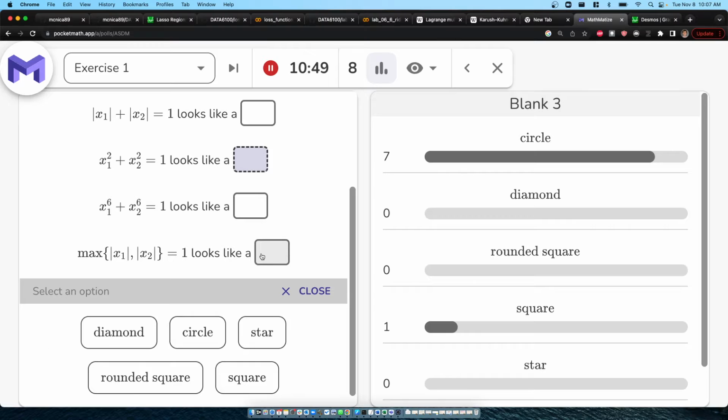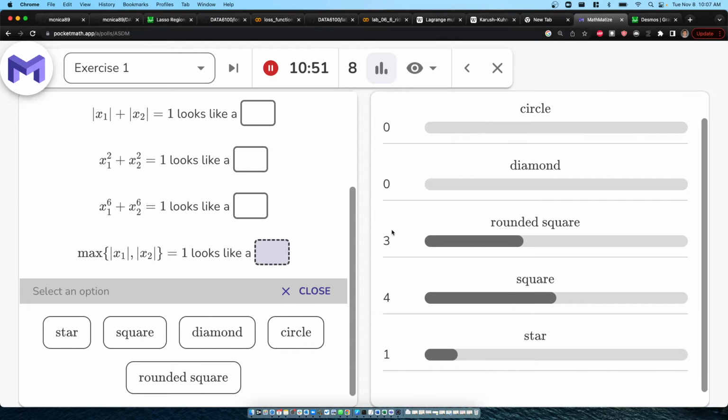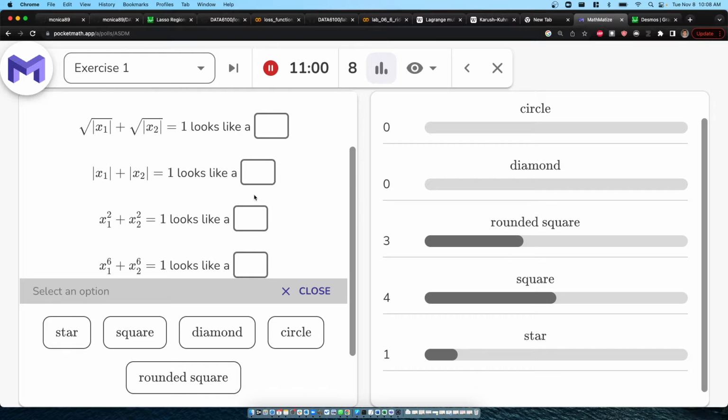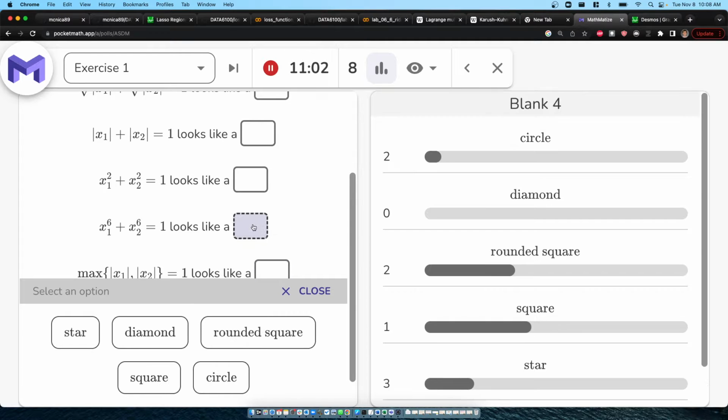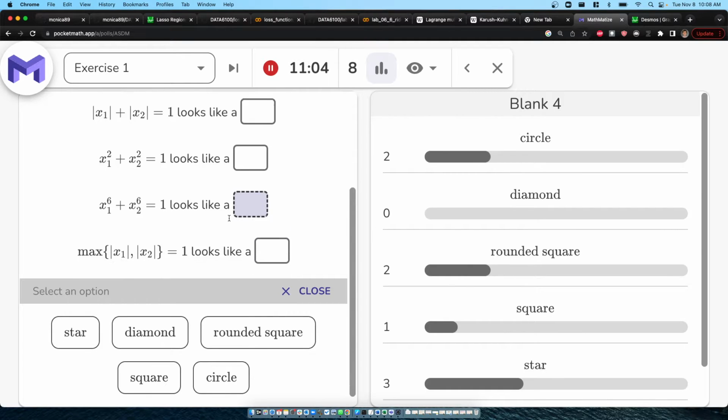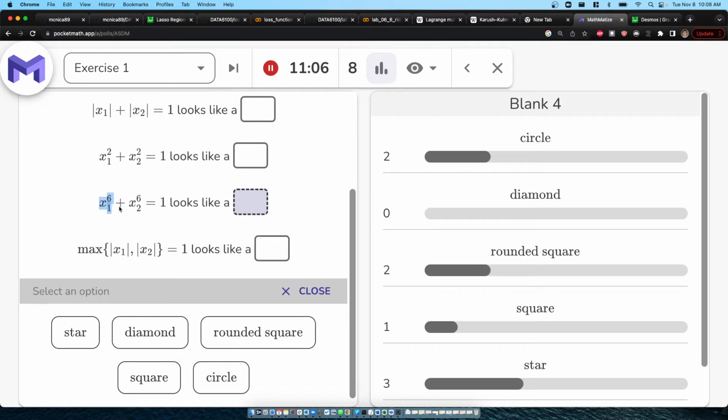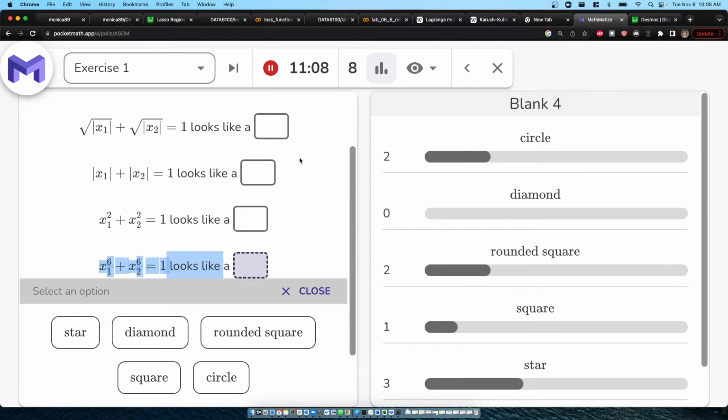So let's see what people say for this one. Some people said rounded square, some people said square, and some people said star. I will tell you, it's either one of rounded square or square. So that's a hint for that one. Let's look at what people say for the other ones. What about this one? This one is all over the place, so people don't know what this one looks like. I think save this one for last.